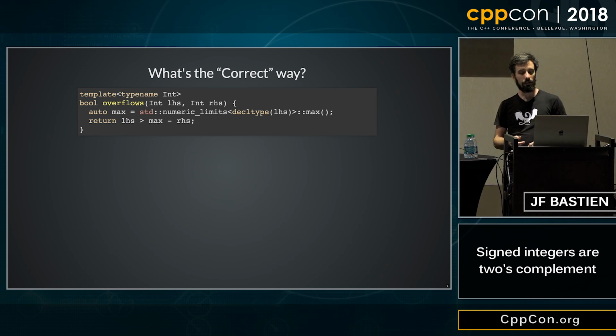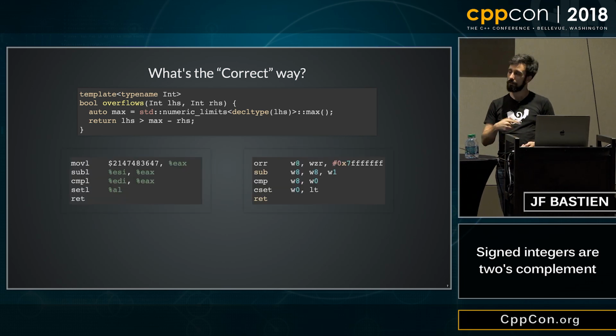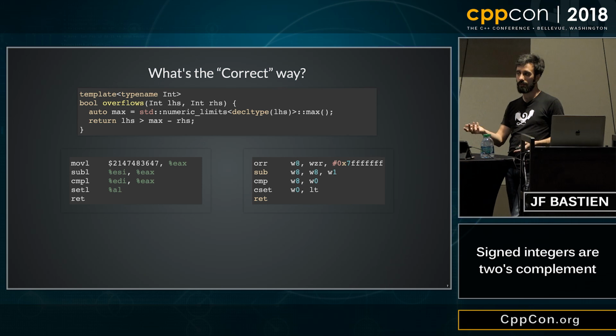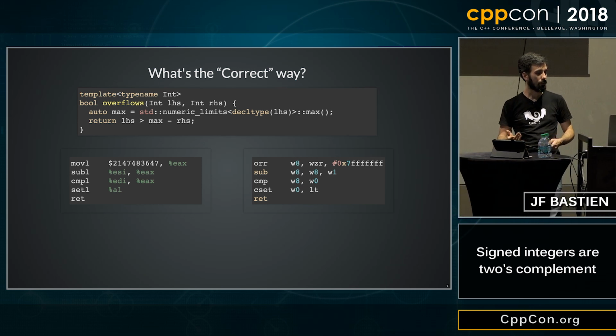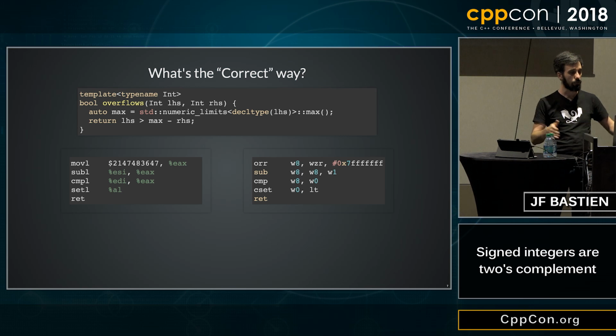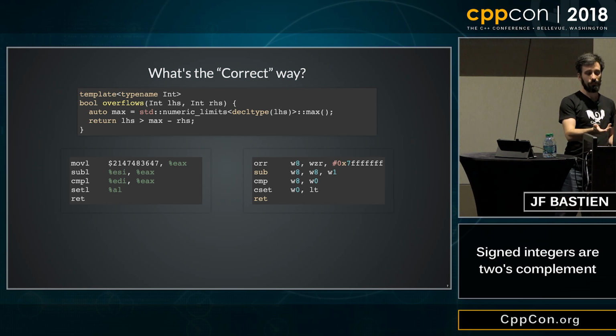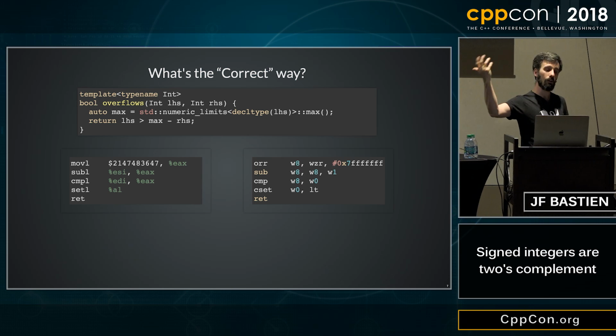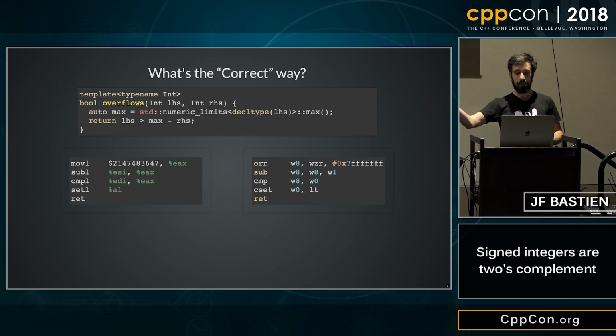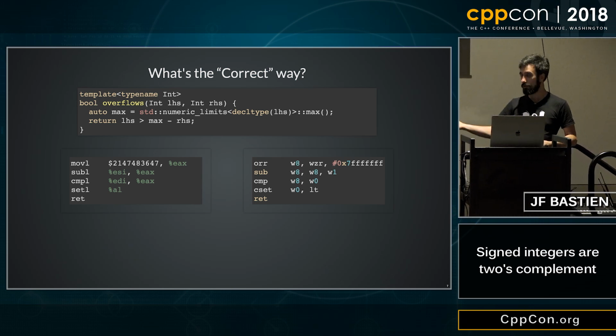Now, the code you get out of this is kind of terrible. It's not as good as the code I had before, right? You have to synthesize the immediate. On ARM, it's two more instructions, which is still kind of expensive. On x86, the immediate is also kind of expensive. But it's decent code. It's effectively doing the same thing: synthesize the immediate, do a subtraction, compare, and then either do a set or a conditional set, right?